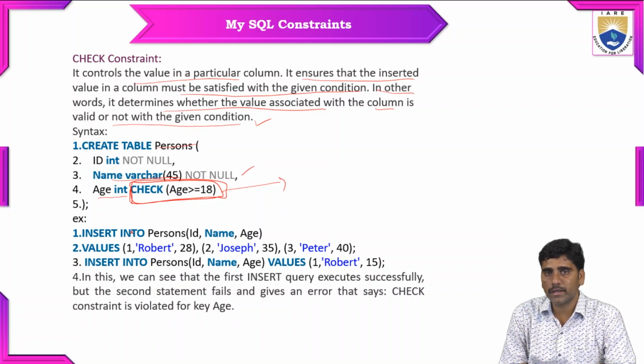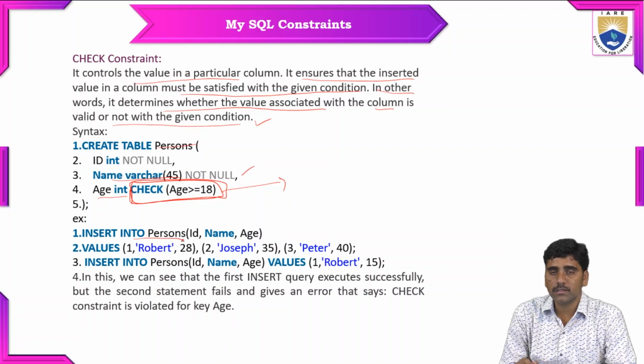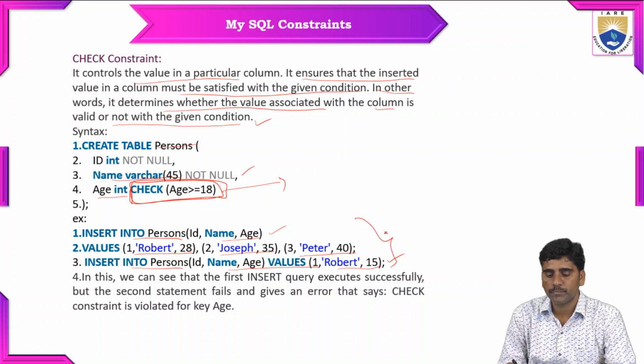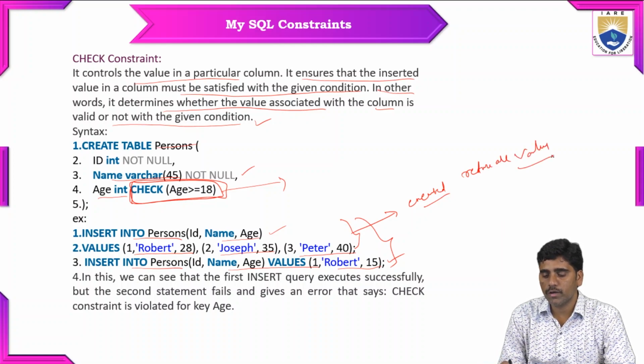Let us take an example. Insert into persons id, name, age, and the values are 1, Robert, 28; 2, Joseph, 35; 3, Peter, 40. And insert into persons id, name, age, values 1, Robert, 15. From these two statements, the first statement is executed and returns all values.